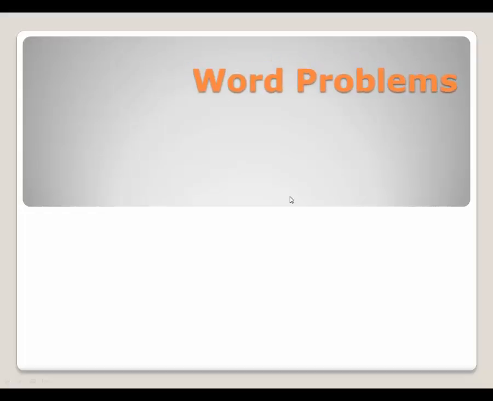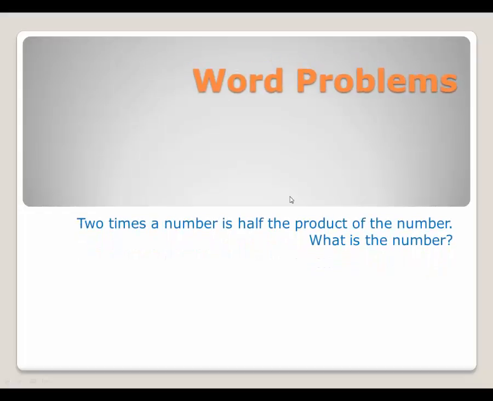Here's the question. 2 times a number is half the product of the number. What is the number? For us to solve this problem, we need to figure out two things. We need a way to represent the unknown number, and we also need to figure out the equation in order to solve the problem. For us to represent the unknown number, we'll use the variable x. So x is equal to the number.